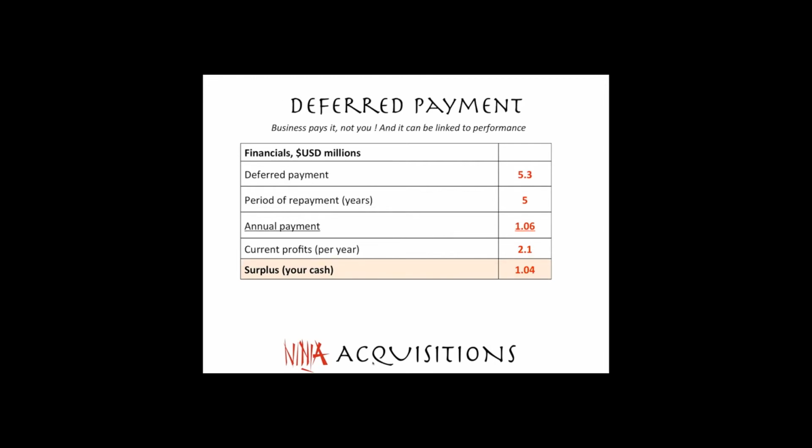Now if you thought that was cool, check this out. The $5.3 million was agreed over a 5-year period for payments, and it will only be paid to the seller if the profits in the business are $2.1 million or higher. That way the seller gets half and I get the other half. The business effectively pays for itself out of the profits after you've been paid.